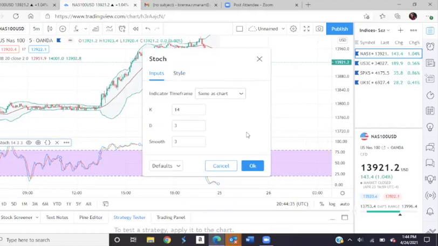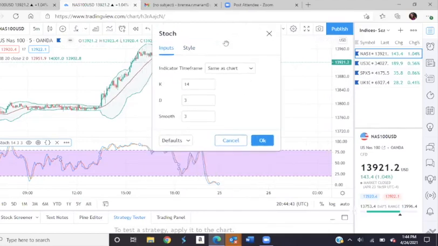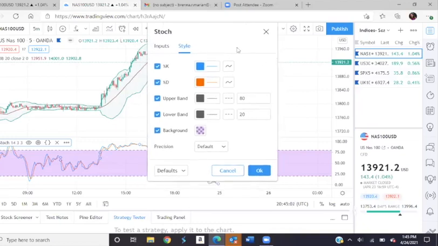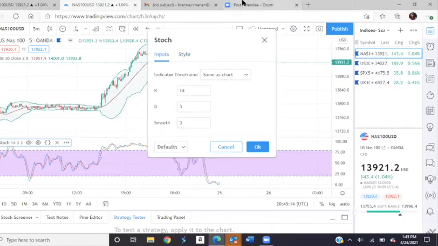So you don't need to change anything. I'm giving you these settings so you make sure that yours match. The indicator time frame is the same as the chart. The K is 14, the D is 3, and the smooth setting is 3 as well. I haven't changed anything on the style. So just make sure you guys have all this. Drop a 77 once you have it. It's pretty straightforward. Let me know once you have this.